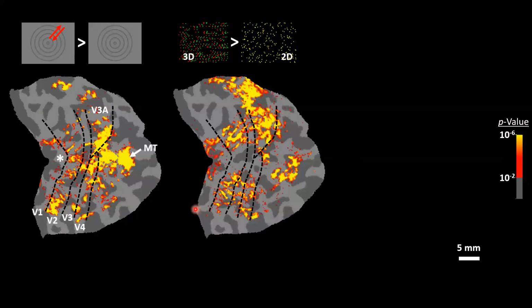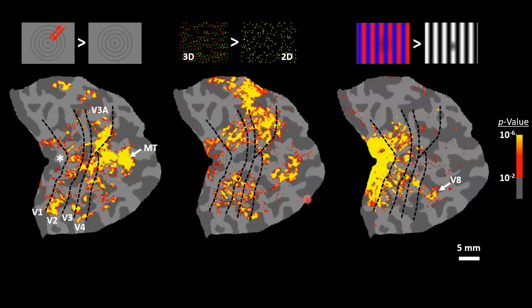Here you can see the stereo-selective sites in the same subject. As you can see, the stripy patterns are present in V2, V3, V4, and also there is strong activity in area V3A and the lateral occipital complex.